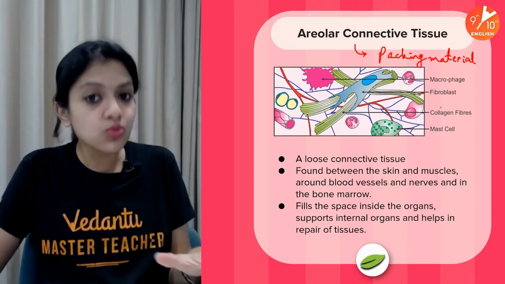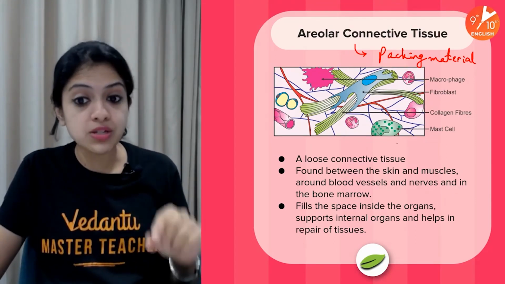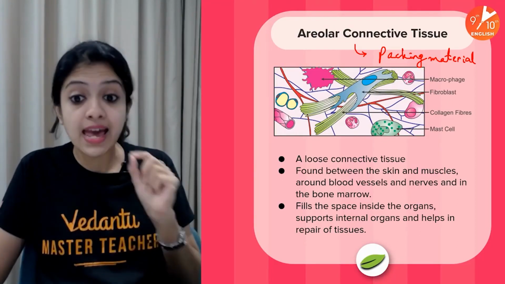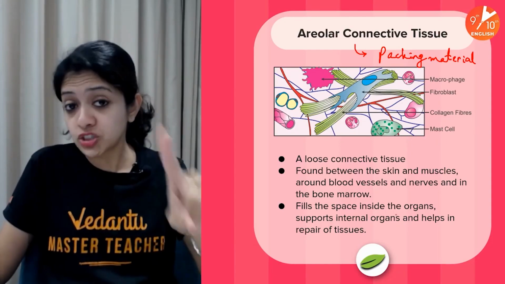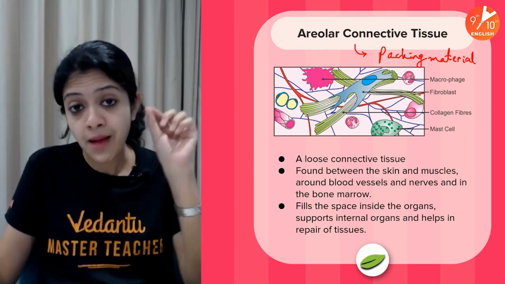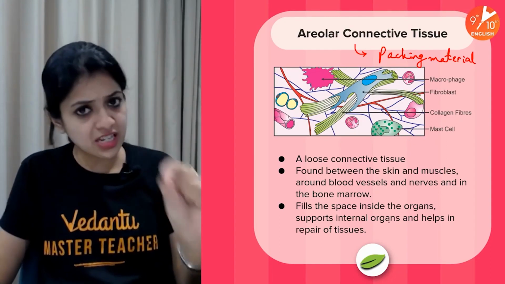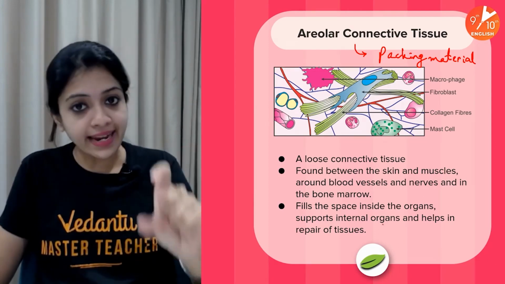Okay, so it's a loose connective tissue and it is found between skin and muscles, around blood vessels and nerves, and in the bone marrow. Just in case you've forgotten, bone marrow is a spongy tissue found inside bones.